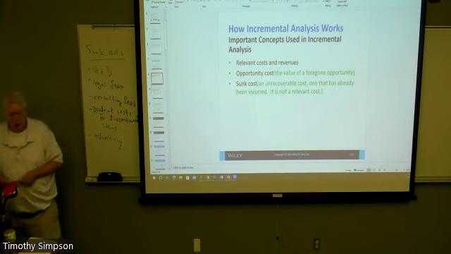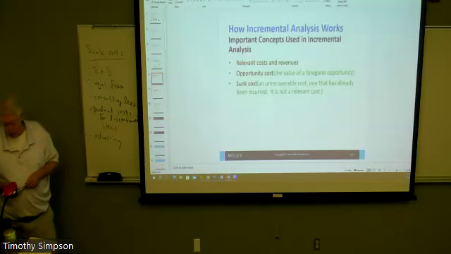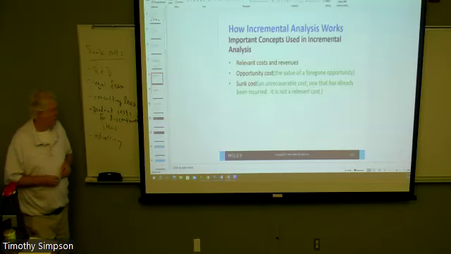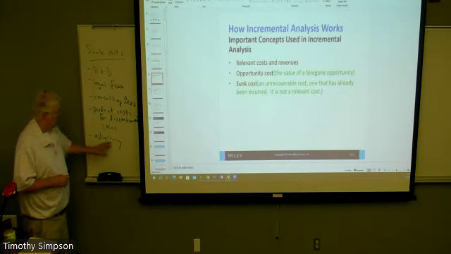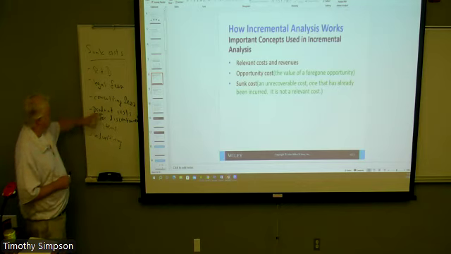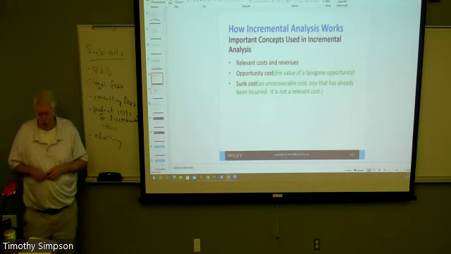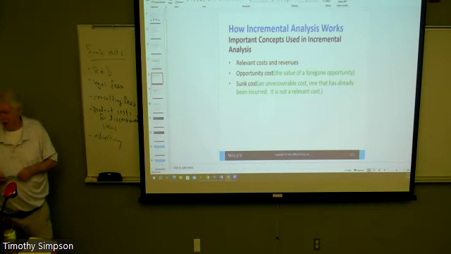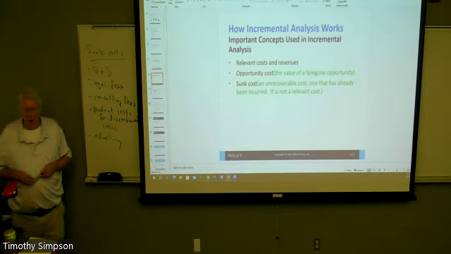We can't recognize it as a cost so that we can match up against revenue. And of course, we as accountants like to match costs and revenues together. So advertising is one example. These are all sunk costs. I'm sure there are others as well, but in the interest of time, that just kind of gives you an idea of what some of those are.